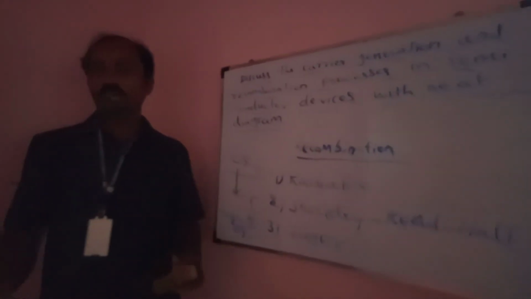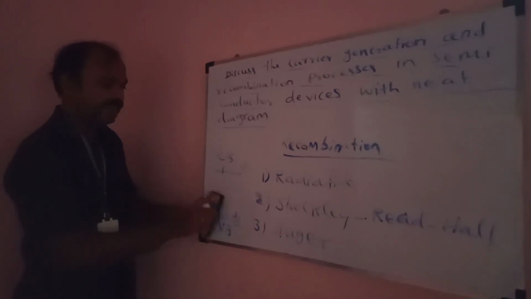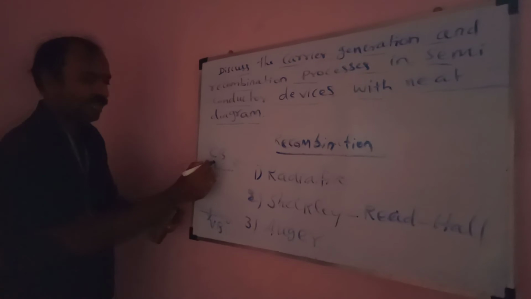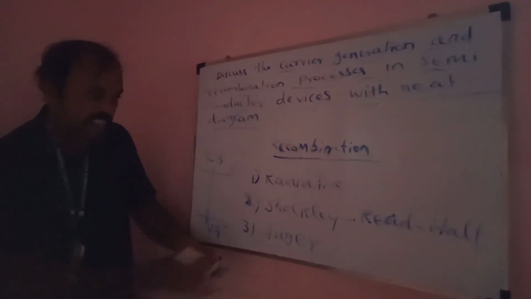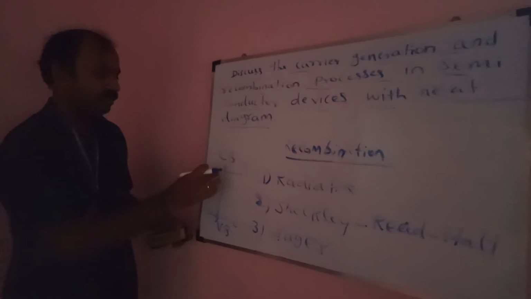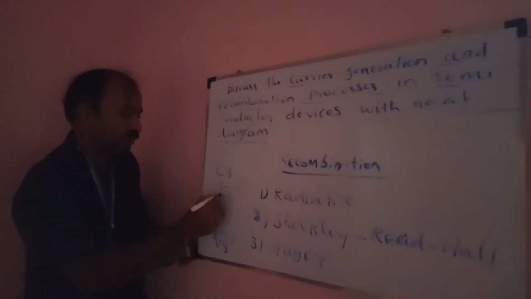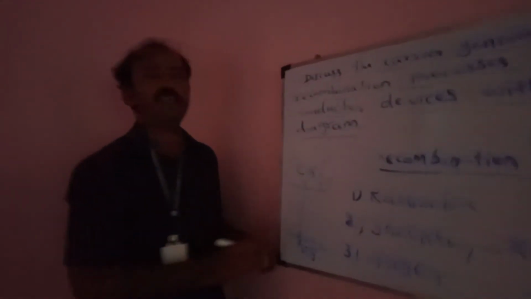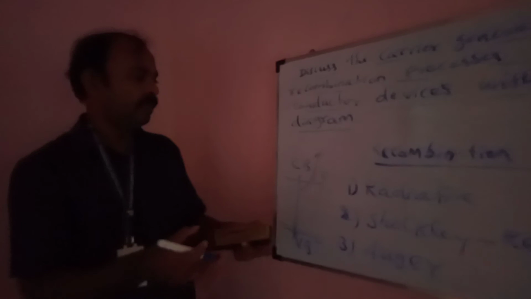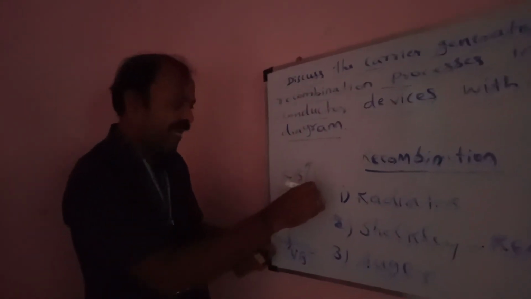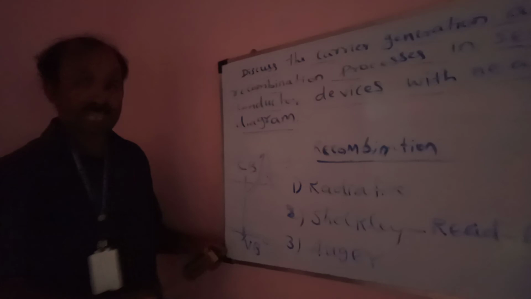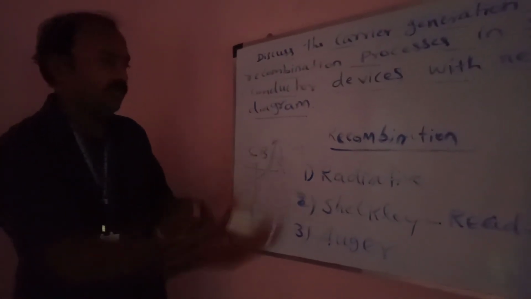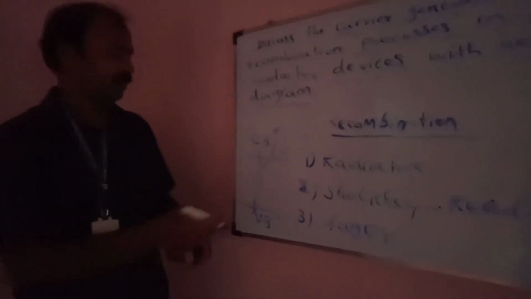Then the third one is Auger recombination. It has the same diagram: the conduction band electron automatically comes to the valence band. This is normally what takes place. In the case of Auger recombination, the conduction band electron moves to a higher energy level in the same band. Then from that higher energy level it comes back to the minimum of the conduction band by releasing heat. In this way the recombination takes place, and it occupies the place of a hole.